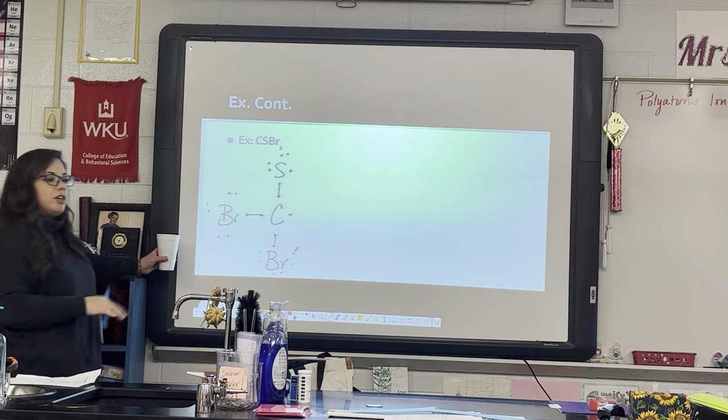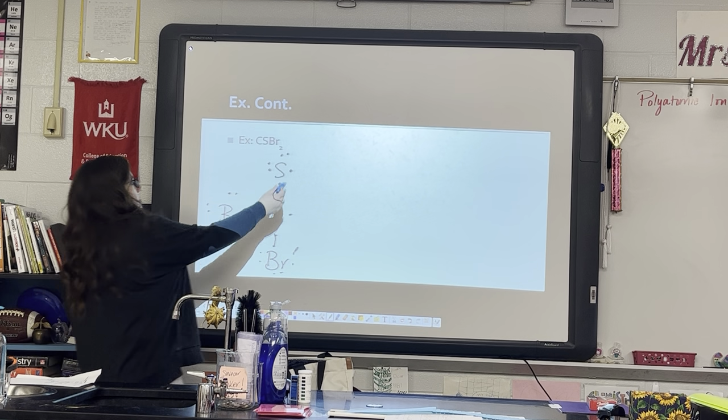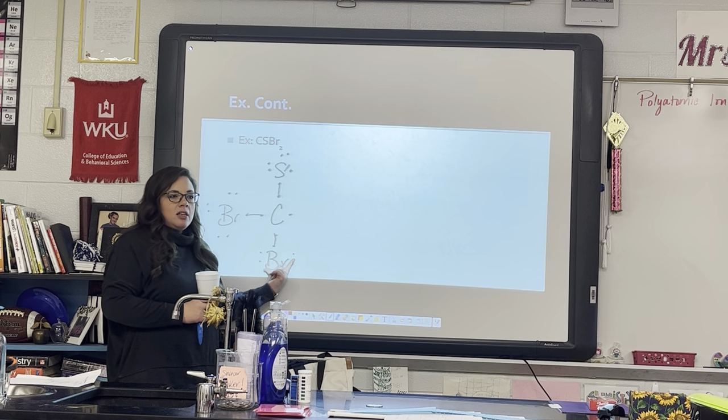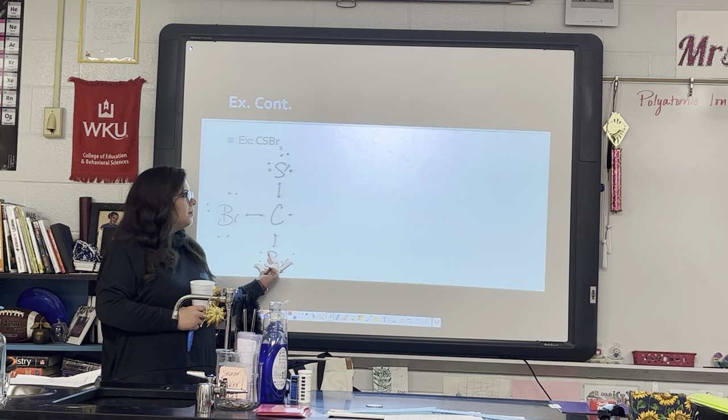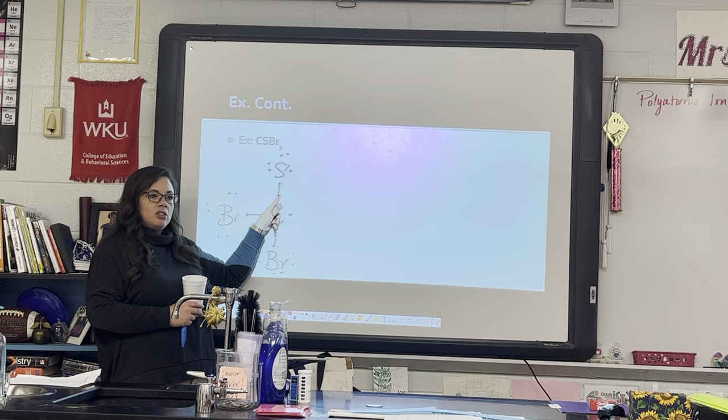So our bromines are good, right? They have their eight, but I have a leftover one on carbon and a leftover one on sulfur. So what do I do? Connect them. Connect them. Now when you do this, here's your options. Let's say you got to this point on your paper, you can erase and make another dash. Okay, that's one option.